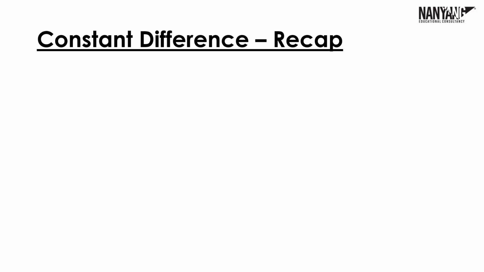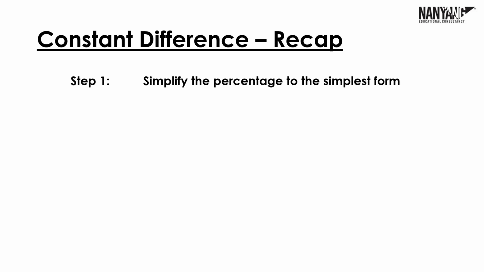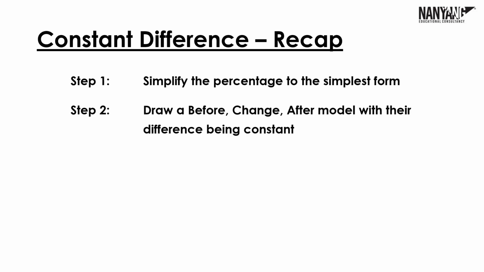Now let's do a recap. Our first step is to simplify the percentage to the simplest form. Next, we draw a before change after model with their difference being constant. Then we find 1 unit, and we can easily solve the question.